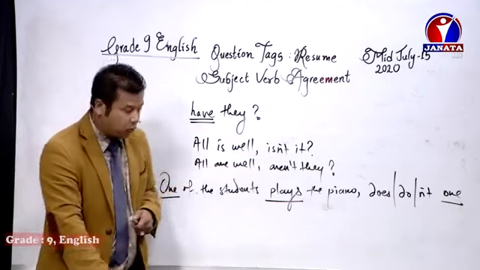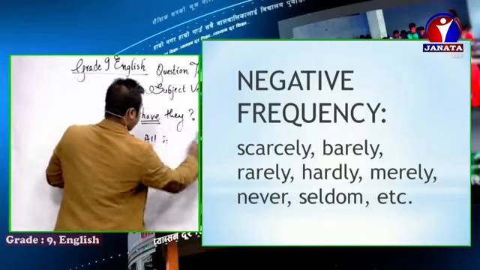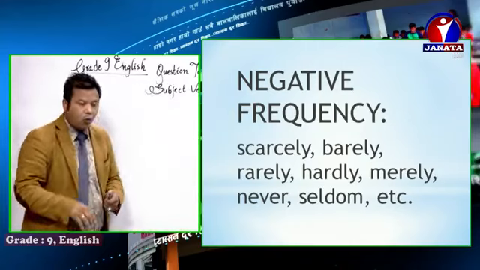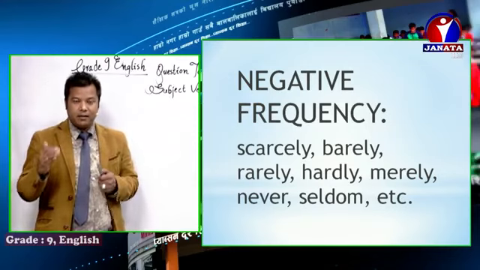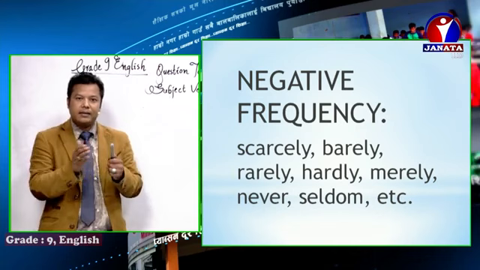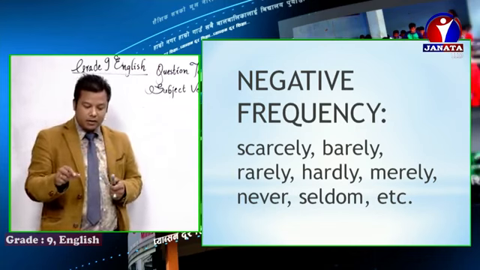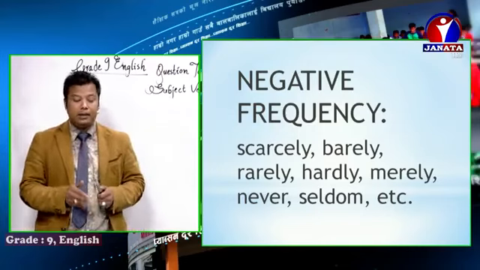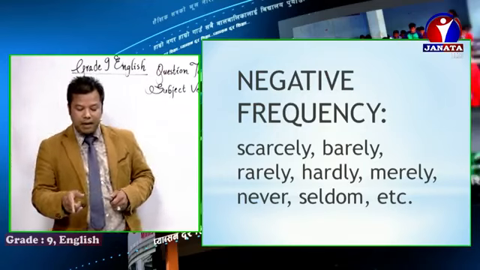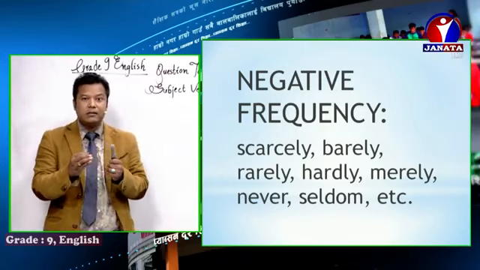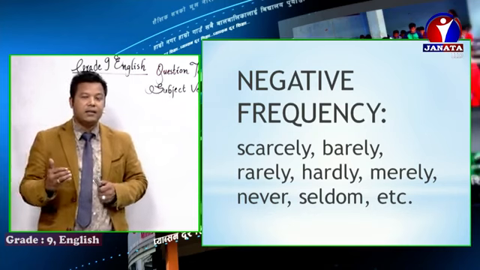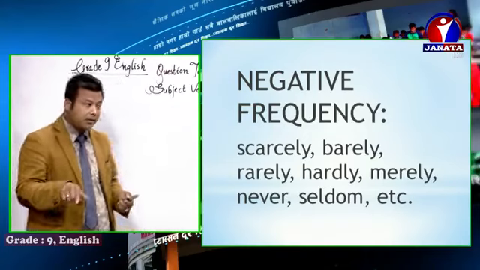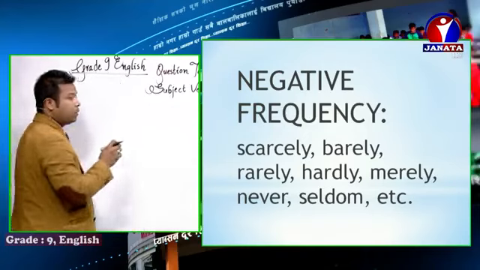There are negative frequency words in tags. This is one important part where you'll have to understand what are those that are negative. There are words that mark the sentence is negative, like the previous one, nobody, none. So there are some words you can focus on my screen that I've displayed for you. The words like scarcely, barely, rarely, hardly, merely, never, seldom. Whenever you see these words in your sentences, you should know that these are negative sentences, so the tags are positive. I'll just take one example of hardly, because this is a word that will create confusion.